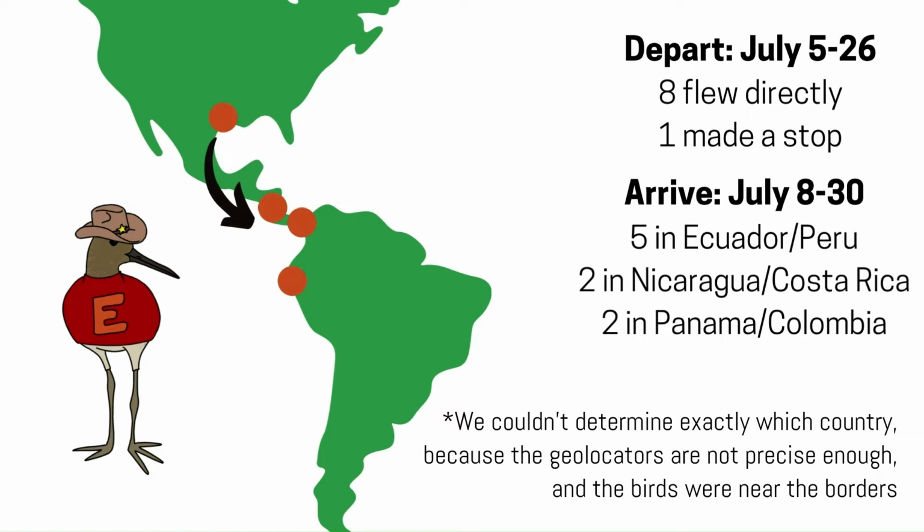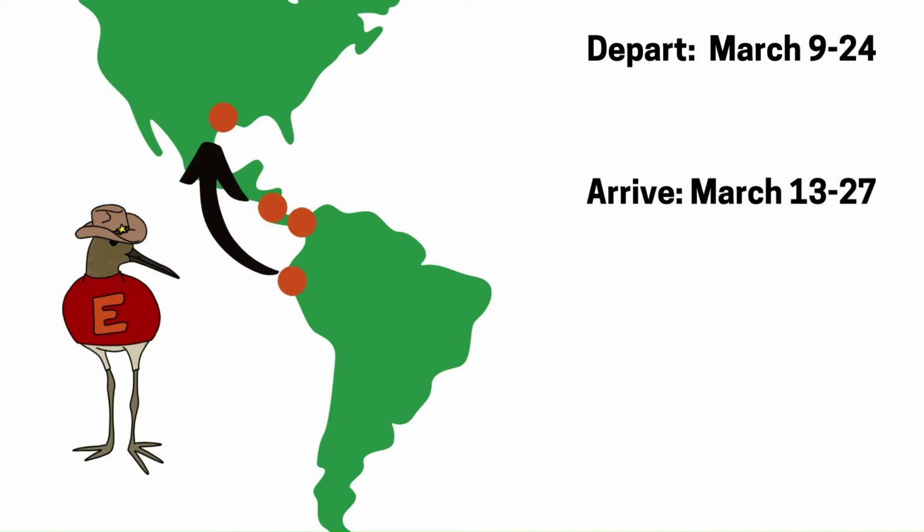4 tags stopped collecting light data before the northbound migration. 4 of the remaining 5 individuals departed the wintering grounds from March 9th through the 24th. We could not accurately estimate the paths of their migrations, but they appeared to spend 3 to 4 days migrating back to the breeding grounds, arriving back in Texas from March 13th through the 27th. 1 individual remained on the wintering grounds in Ecuador at least through June 8th of the following breeding season, when its tags stopped collecting light data. This individual returned to the breeding grounds for the 2017 breeding season and all subsequent seasons.